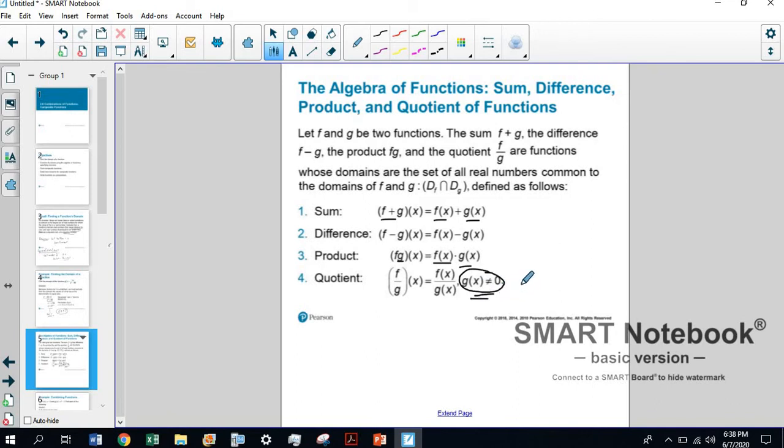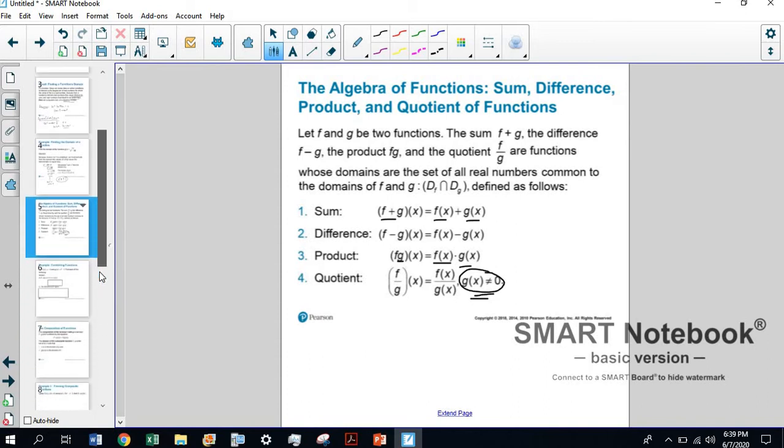And then when you go to find the domains of these guys, you just take the domain of f and the domain of g and intersect them. All right, take the overlap of those two things.